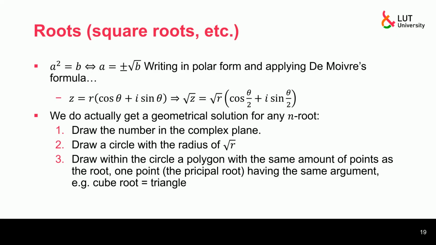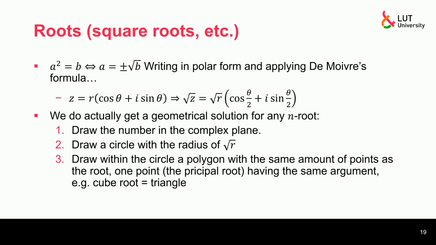And then one more piece of arithmetic, which is taking a root of a complex number. So we remember that if a squared is b, then a must be plus minus square root of b. If we write this in polar form, then this complex number z is r times cosine theta plus i sin theta, and now square root here is really just the power of the reciprocal there.